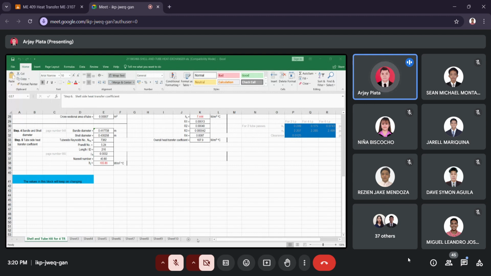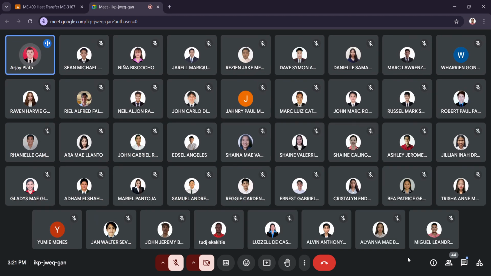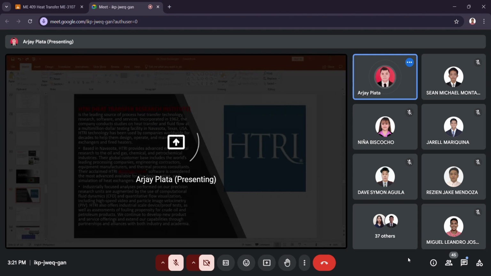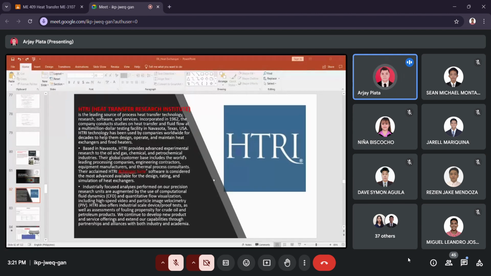So that's one option. Another option is to use HTRI. But I think none of you have a copy of the HTRI software. It's usually used in the industry. I have a copy here, but it's not original, so there will be a copyright issue.